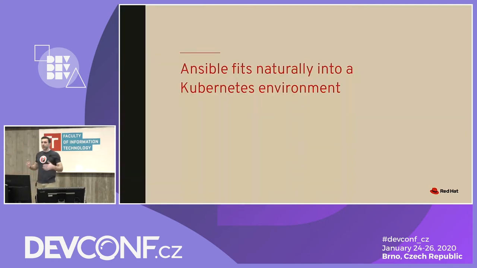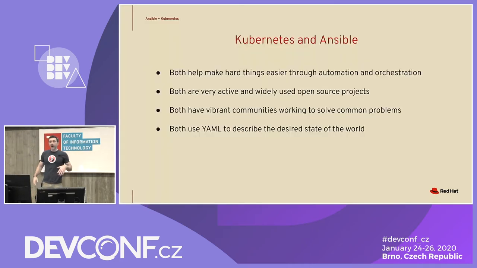So the first thing I want to talk about is how Ansible fits naturally into Kubernetes environment. They both make hard things easier through automation and orchestration. They also are very active, widely used tools with really thriving communities. Look up GitHub's Octoverse. Ansible's been in the top 10 the last 4 years. I know Kubernetes has been there at least 2 years. So we're both extremely active, large projects, very large communities and ecosystems. And the other thing is that they both use YAML to describe their desired state of the world.